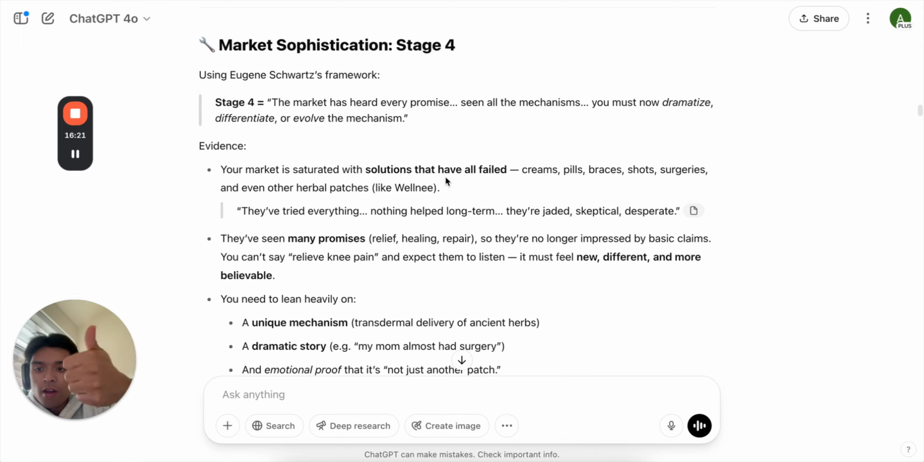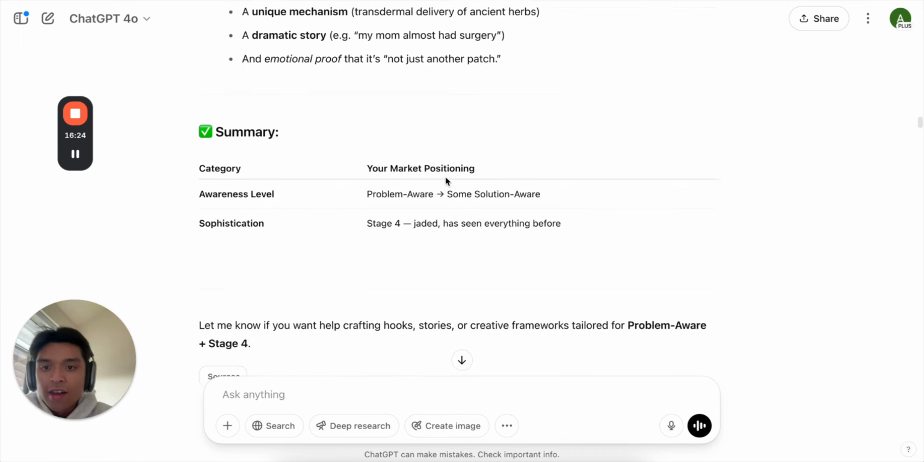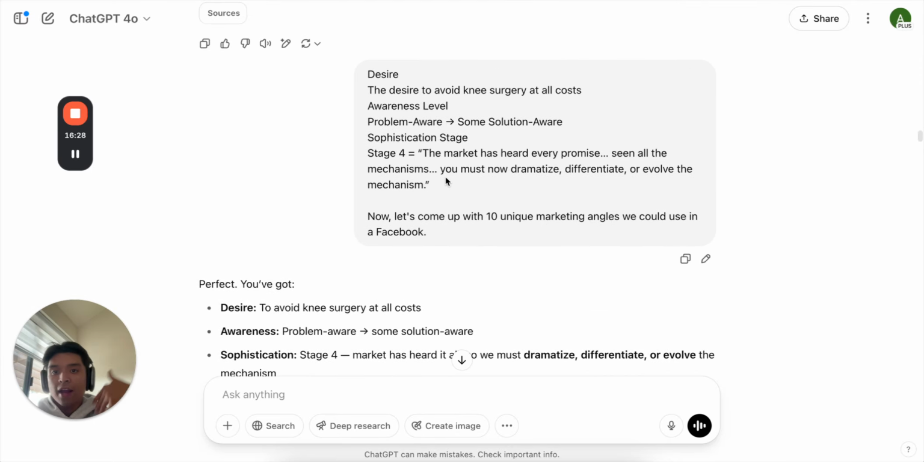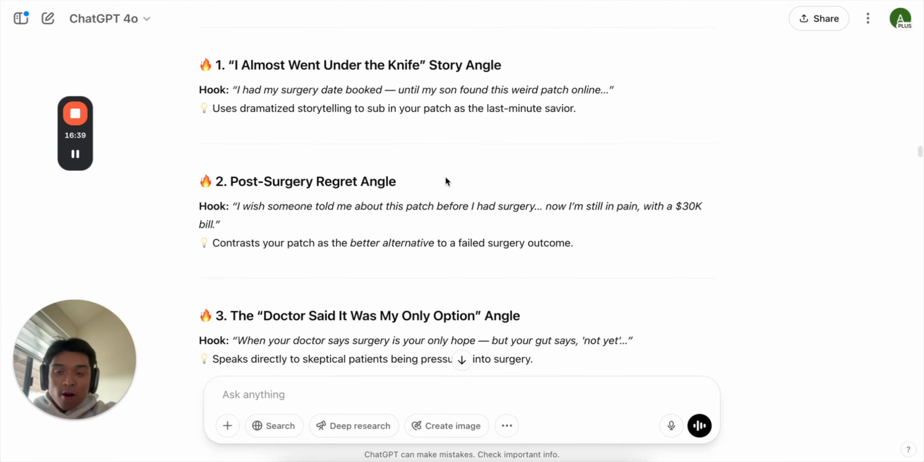Once you have the desire, the awareness level, and the sophistication stage, next we need to come up with some angles. So we're constantly just feeding this back into ChatGPT. I say, here's my desire, awareness, sophistication. Give me 10 unique marketing angles. Then from there, here are the 10 angles.